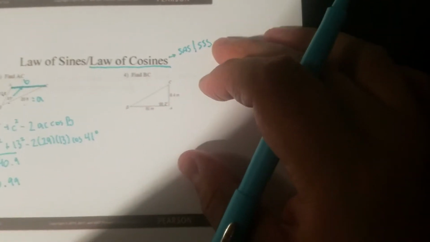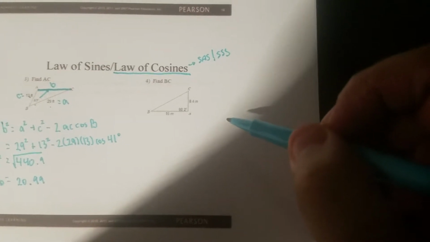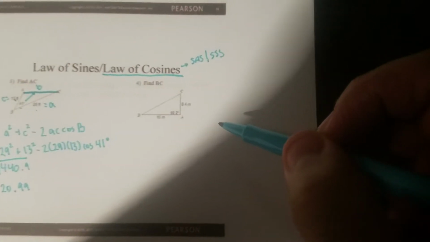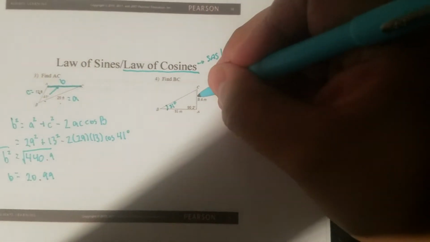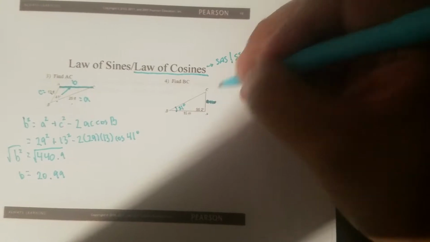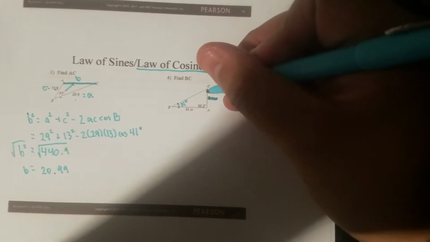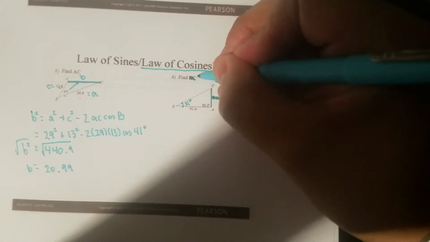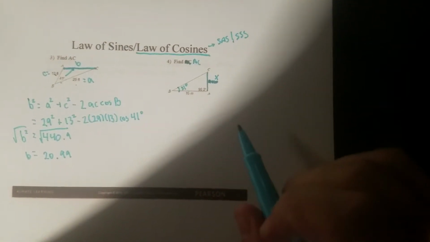So next problem here. Again, I do have side angle side, so I could use law of cosines. So what I'm going to do here instead, though, is I'm going to pretend that this right here is 21 degrees. Okay, so I'm changing the problem. And I don't know this side. So I'm going to pretend that I'm looking for this side, AC. So I'm not finding BC, I want to find AC. So now I don't have side angle side.